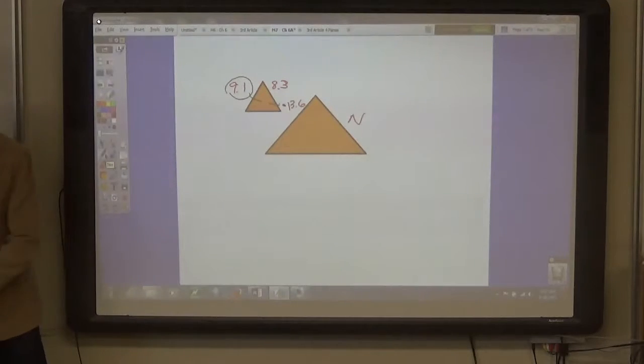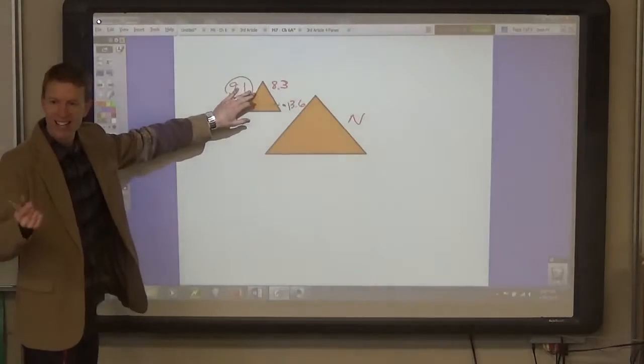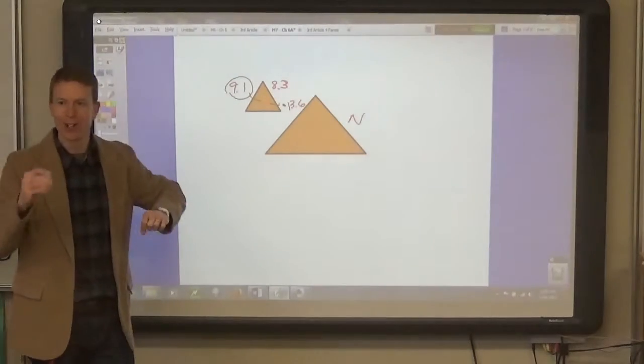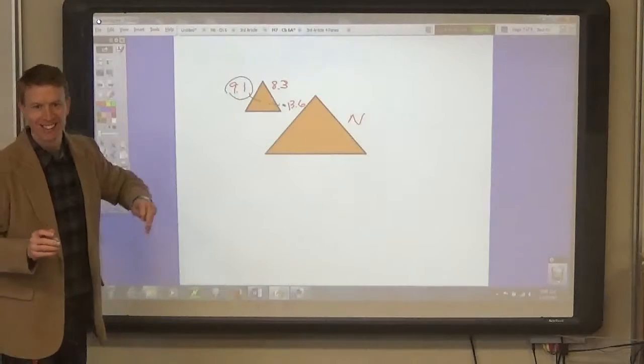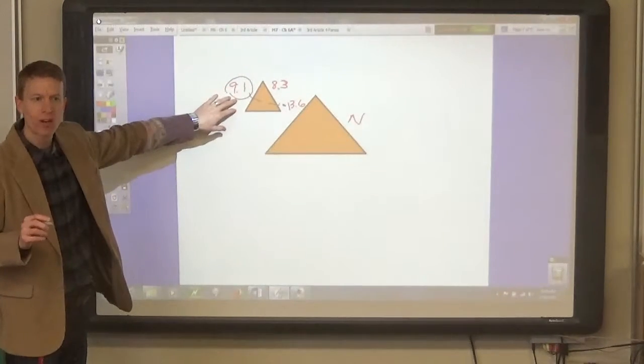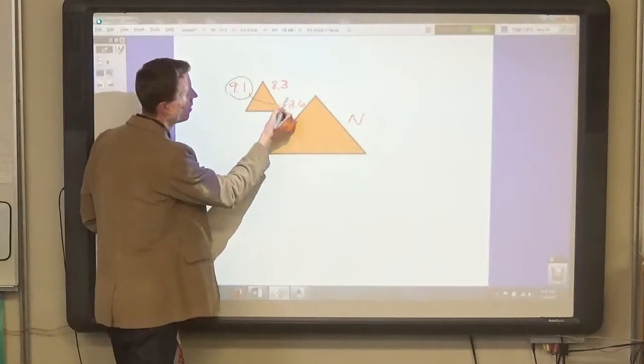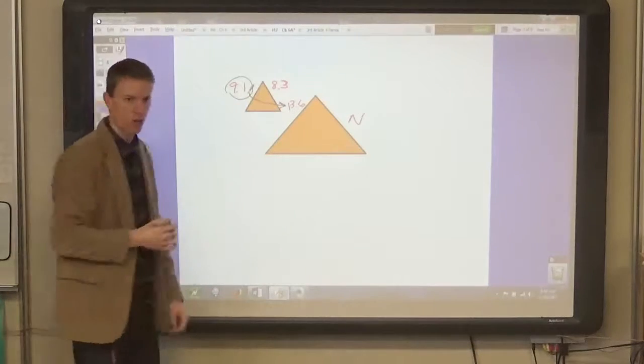So write that as a fraction. 9.1 over 13.6. Come on, Nate, if you start writing, you'll wake up. Daria, you got that down? 9.1 over 13.6. And this is an arrow that shows we're going to write these two sides as corresponding.